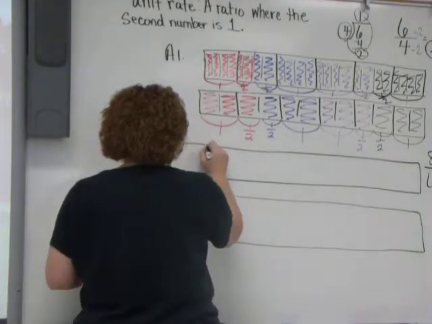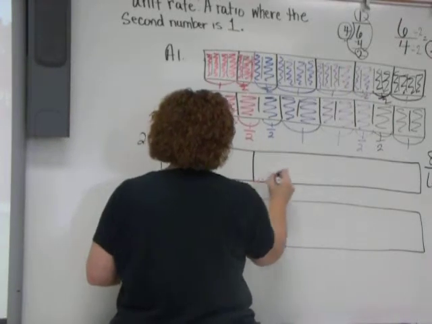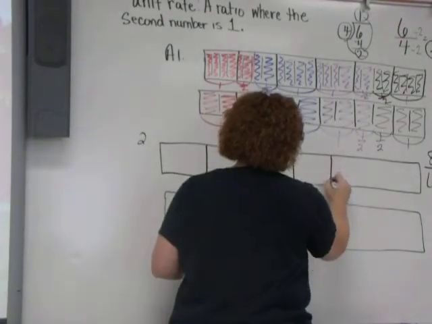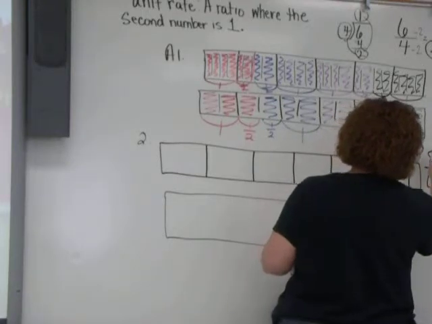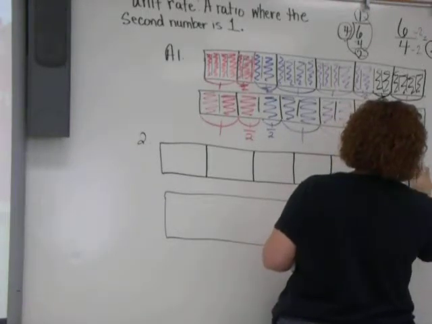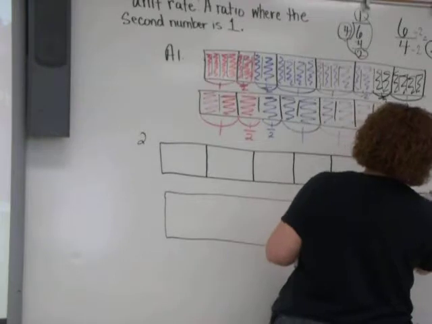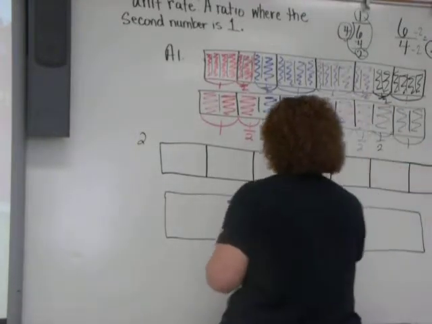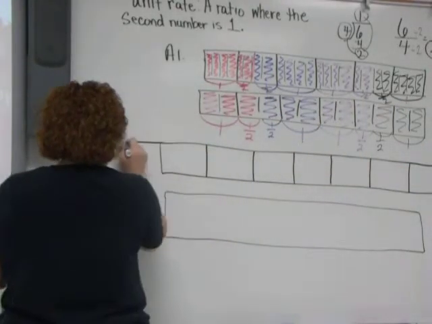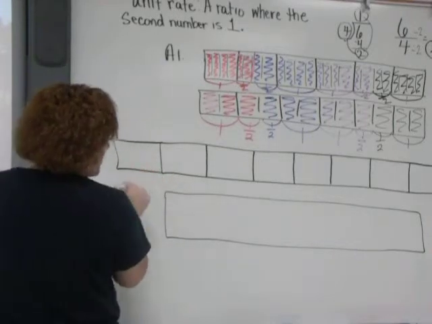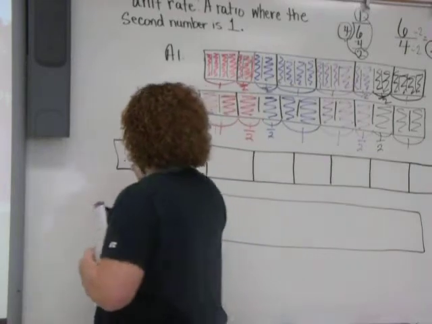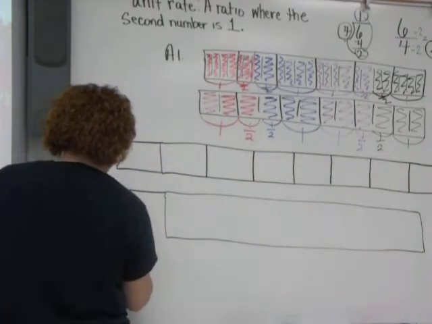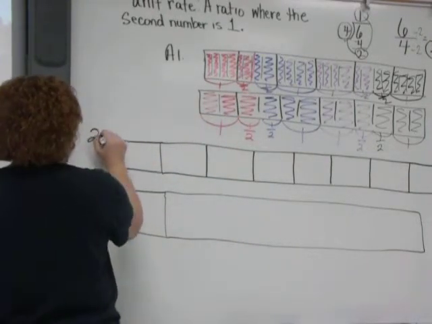So we're breaking it into 1, 2, 3, 4, 5, 6, 7 marks, which breaks it into 1, 2, 3, 4, 5, 6, 7, 8 pieces. So this is A2.